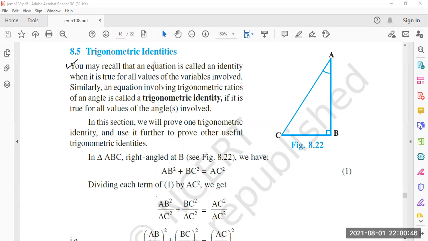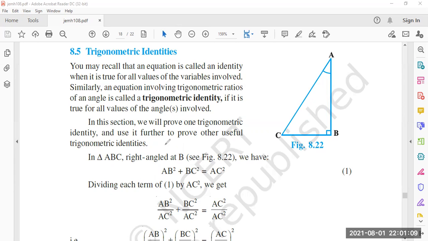You may recall that an equation is called an identity when it is true for all values of the variables involved. Similarly, an equation involving trigonometric ratios of an angle is called a trigonometric identity if it is true for all values of the angles involved, right? So that's the meaning of the trigonometric identities.